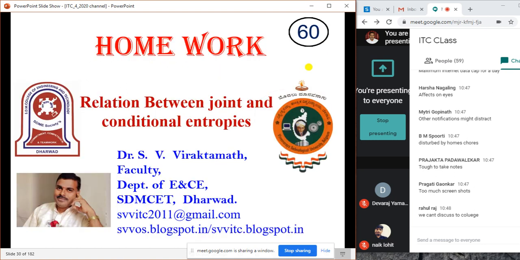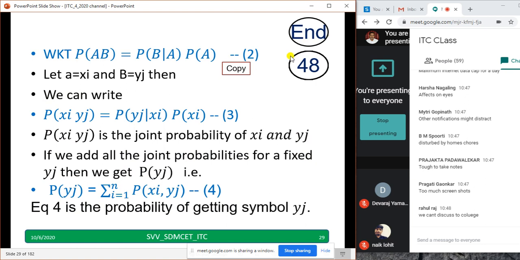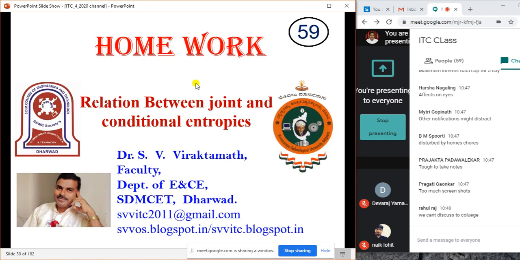Take this as homework: the relation between the joint and conditional entropies. I think this is available on YouTube. You can just note down the title. Take 10 seconds if you want. The derivation of the relation between the joint and conditional entropies is available on my YouTube channel. You can go through it once. So let us go to the next.